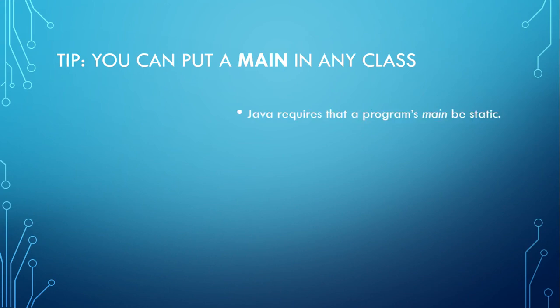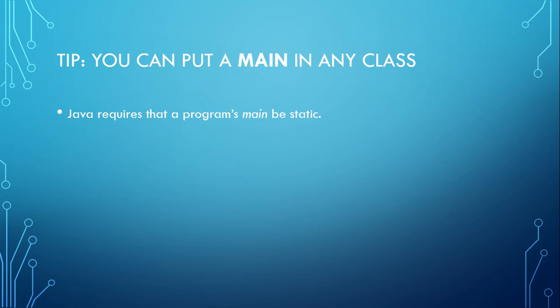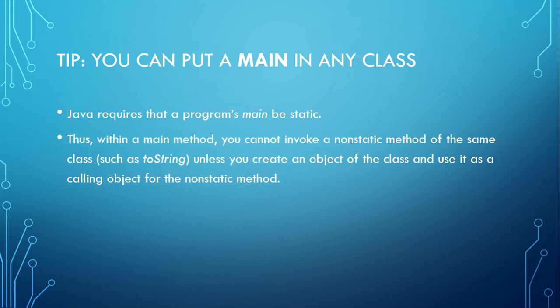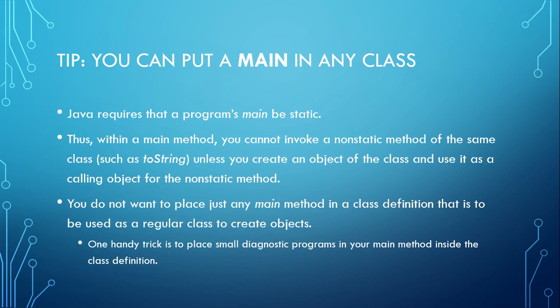All right, continuing on with that tip. Java requires that a program's main method be static. So no matter what, your main method has to be static. Thus, within the main method, you cannot invoke a non-static method of the same class, such as toString, as we saw in the example just now, unless you create an object of the class and use it as a calling object for the non-static method. In the example we saw, that was the temperature object. You don't want to place just any main method in a class definition that is to be used as a regular class to create objects.